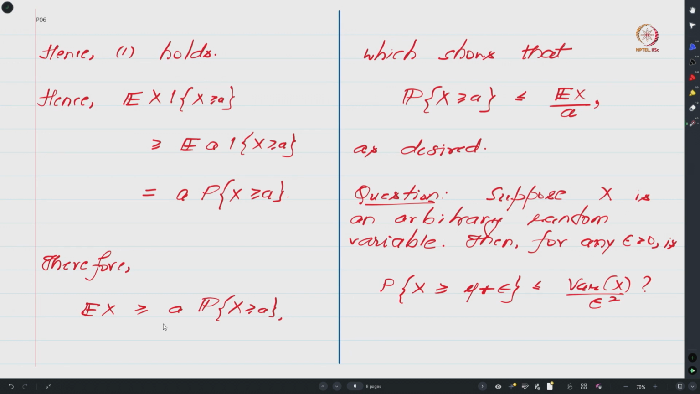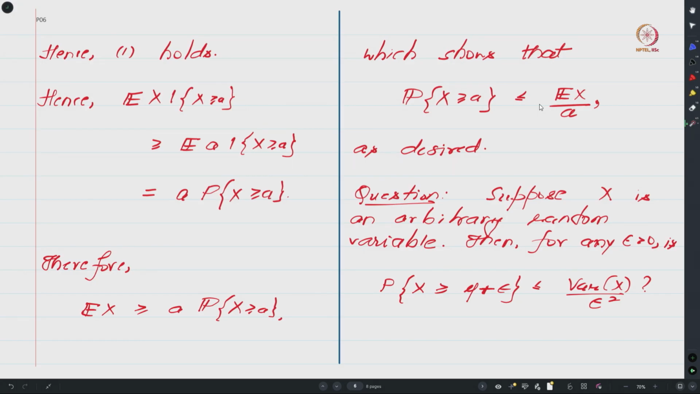And since a is strictly bigger than 0 as per the conditions given in the theorem, one can conclude that the probability X greater than or equal to a is less than the expected value of X by a, right, which is the relation that we wanted to show, right.